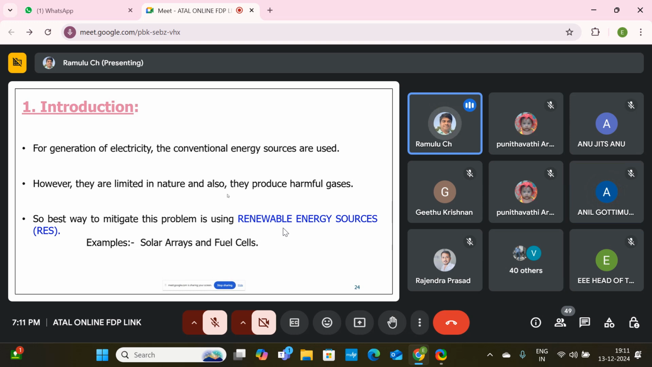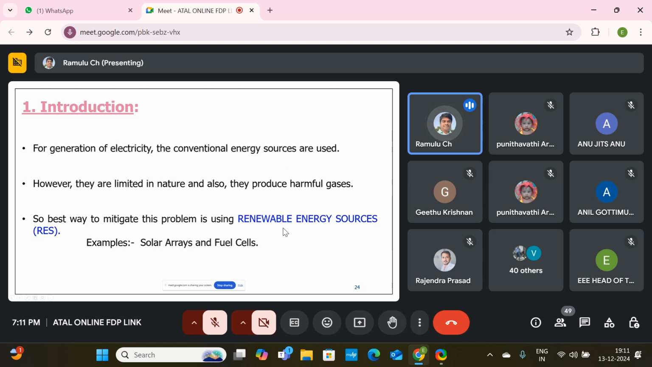Now coming to the introduction of the SiGain DC to DC converter, solar PV integration. So first of all, this is the introduction. For generation of electricity, we are all aware, as electrical candidates, we know how the generation of electricity is possible by conventional methods. The conventional energy sources used are thermal, hydro power plants, and nuclear power plants. In the majority of cases in India, earlier it was hydro and thermal only.